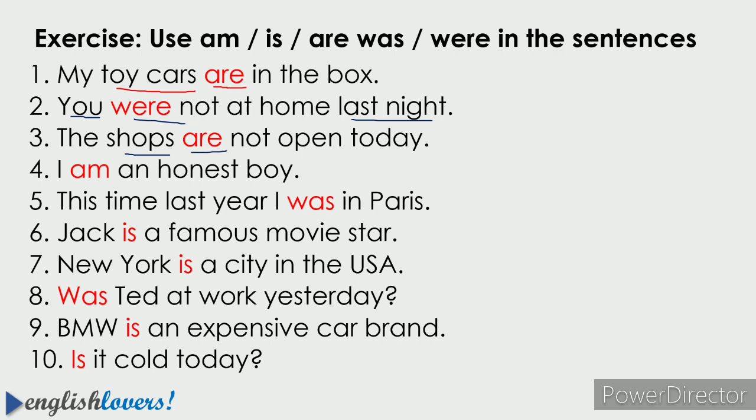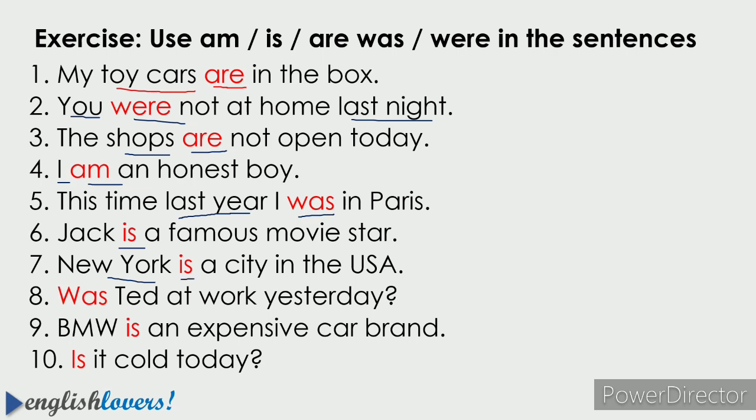I'm an honest boy. So here also I is the subject and then am is the verb. This time last year I was in Paris. Now last year indicates that you have to use the past form, and I is the subject, so was is the verb. Jack is a famous movie star. So here is is the correct verb. Jack is singular, third person singular. New York is a city in the USA. Again, New York is third person singular, so is is the verb.